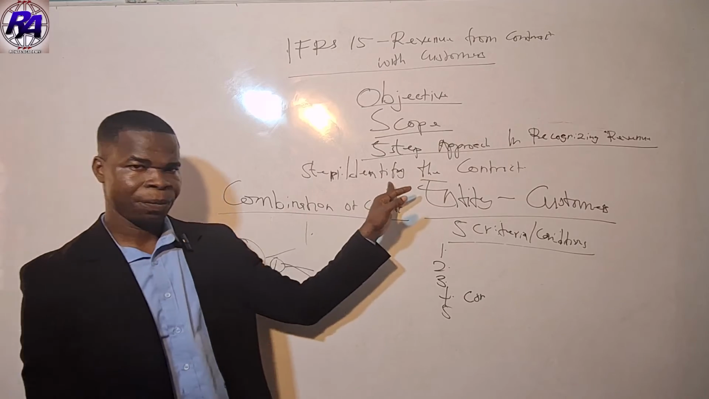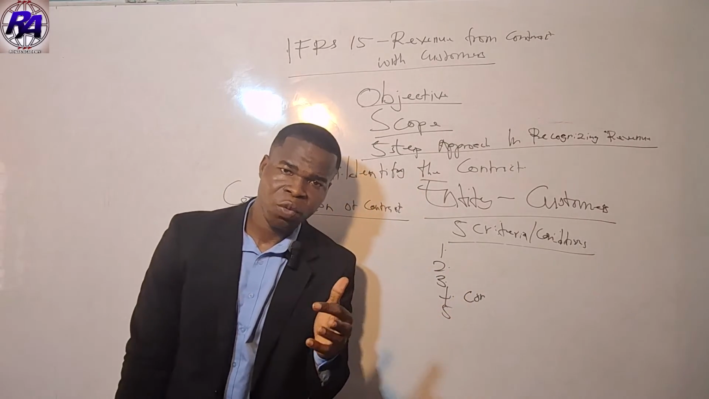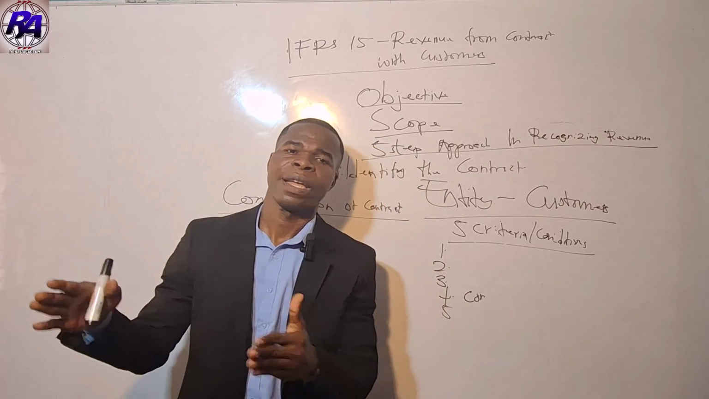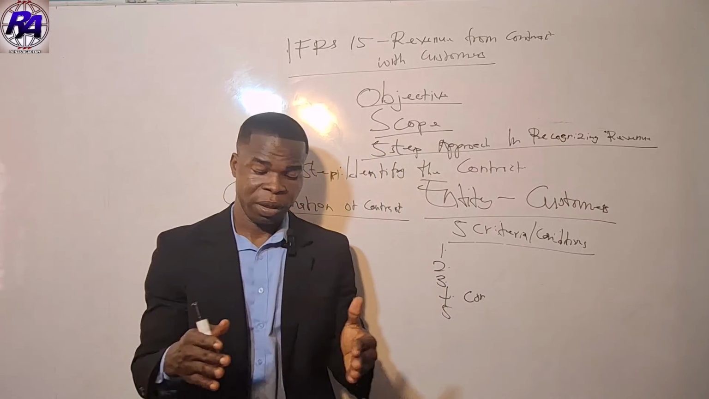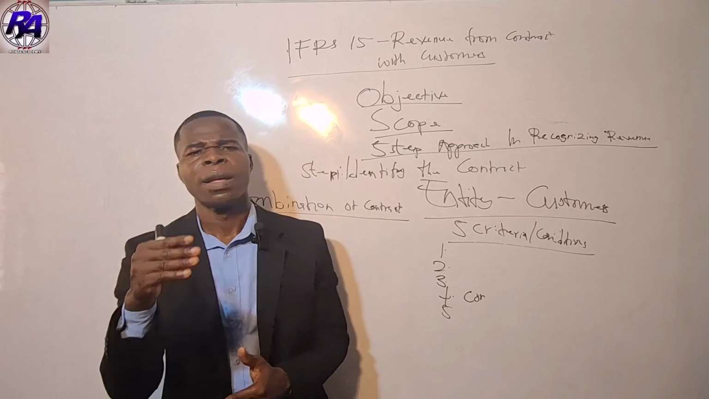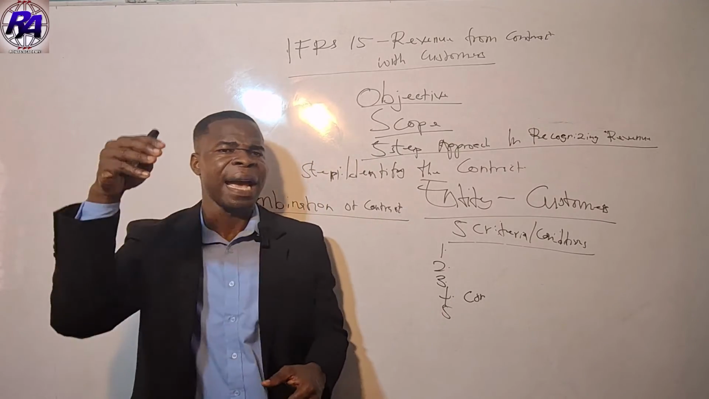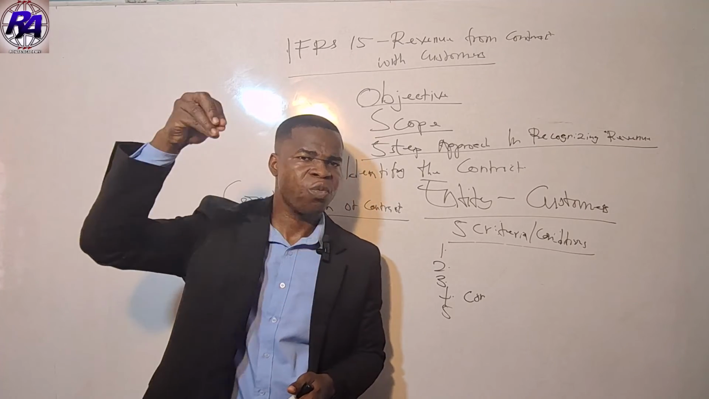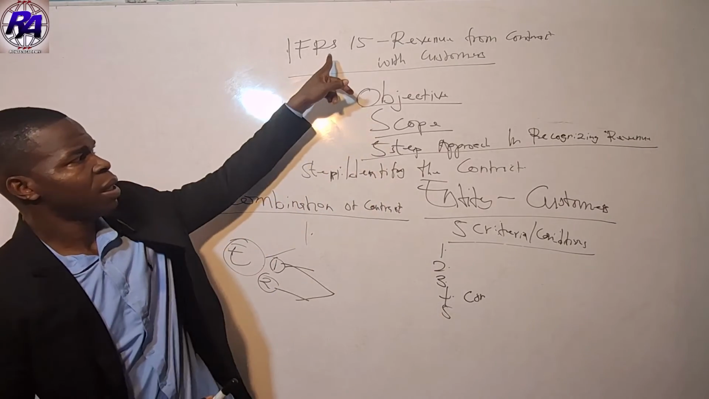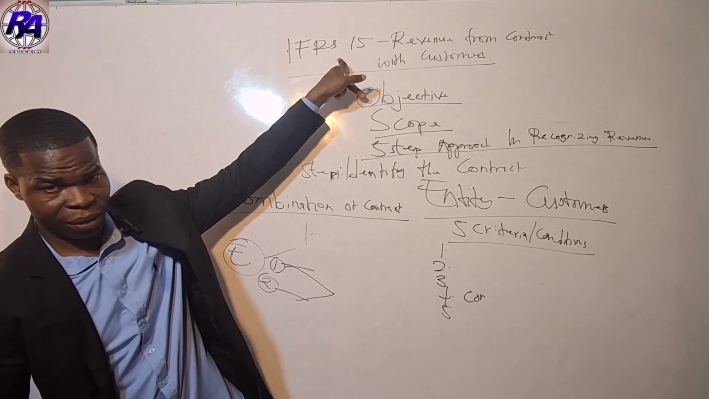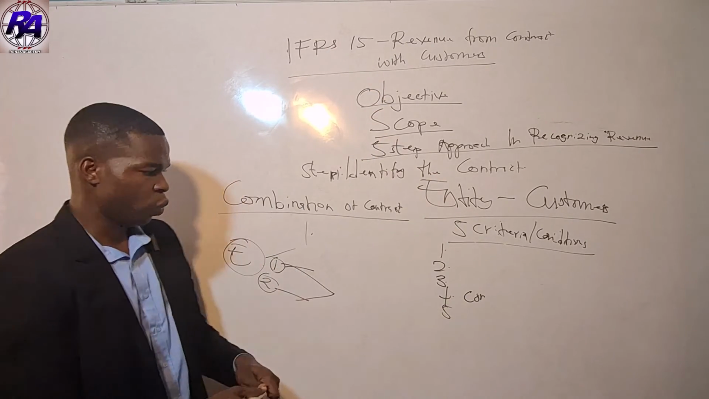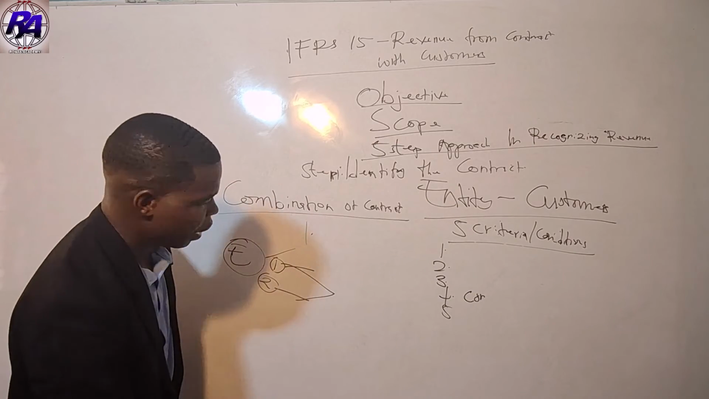Still at step one, there are sometimes where this contract that has been entered into with the entity and then the customer may have other components, other contracts which are not within this standard, which is not a contract with a customer. So we are done with the combination.